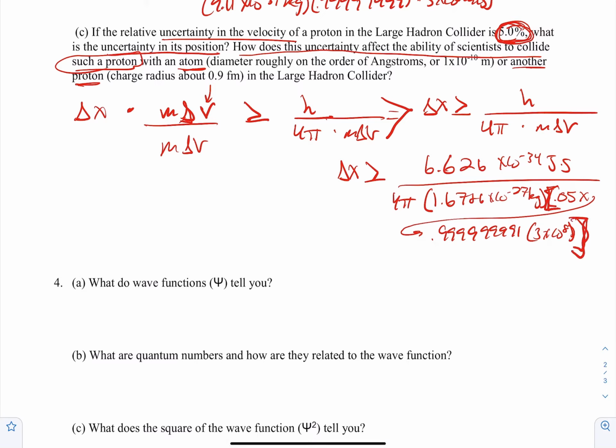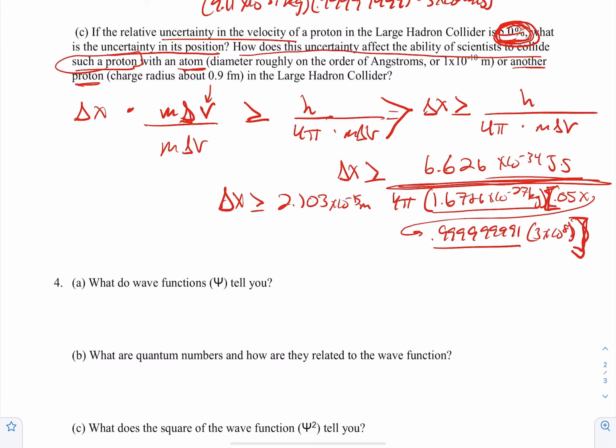Okay, so that's a lot of math. A lot of people will actually mess up in the calculation portion of this. So make sure that it's Planck's constant all over 4 pi times 1.6726 times 10 to the negative 27 times 0.05 times this value, 0.9999, times the speed of light, 3 times 10 to the 8th. Okay, if you do this correctly using the values that I've given you in this problem, you should get about 2.103 times 10 to the negative 15th meters. Okay, so that answers one part. Now, what does that mean?